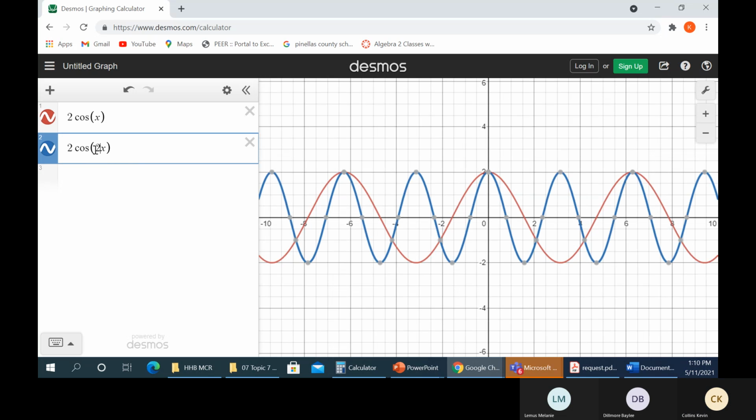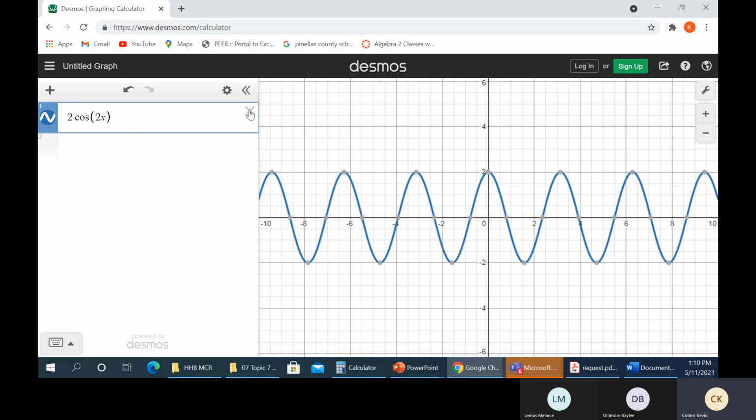Oh, what's going on there? That's a pretty cool looking pattern. All right, so let's get this guy out of here so we don't confuse ourselves. All right, so notice what happened there.